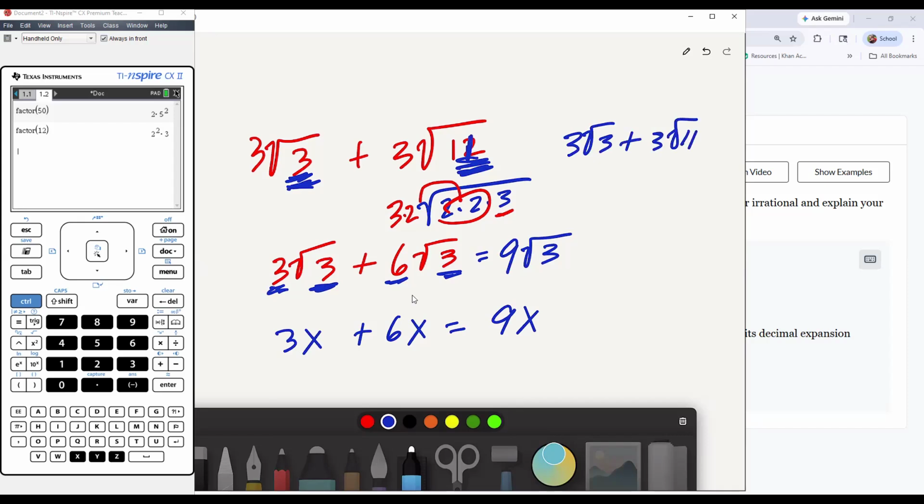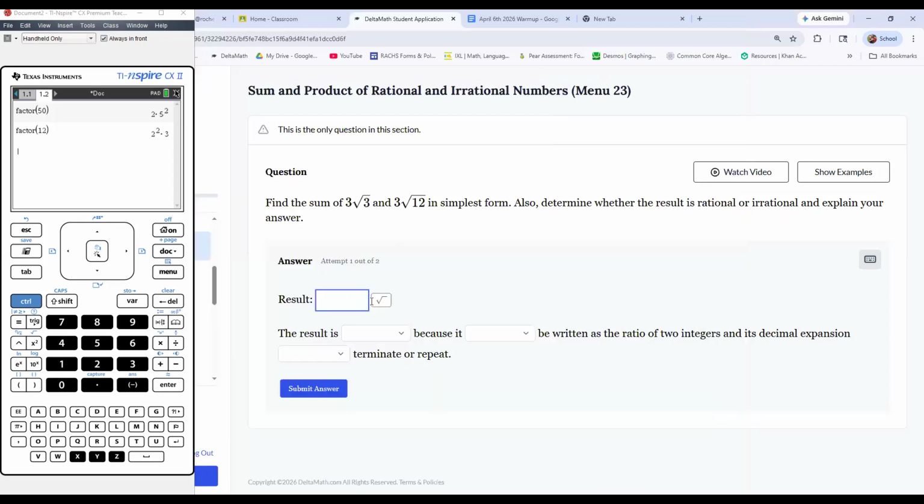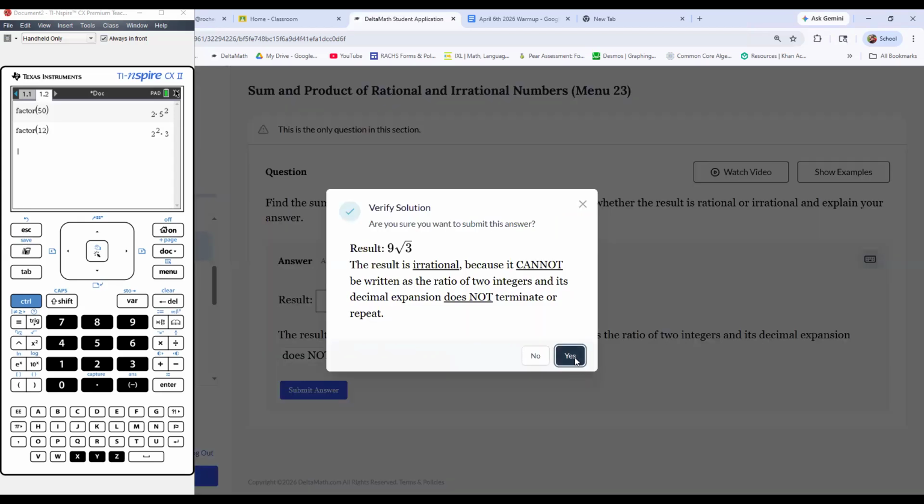But in this case, we were able to simplify and we were left with the radicand of 3. That's why we were able to come up with this answer. So let's go back and finish this. So this is 9 radical 3. It's irrational, again, because it has a non-perfect square in the radical part. It cannot be written as a ratio of 2 integers, and it does not terminate or repeat. So both of those were irrational.